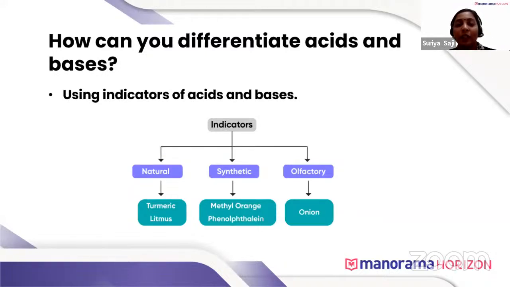We will differentiate acids and bases based on certain substances known as indicators. We'll classify indicators based on their nature into natural, synthetic, and olfactory. Natural indicators have examples like turmeric, litmus, etc. For synthetic indicators, we have methyl orange, phenolphthalein, etc. Olfactory means onion, clove oil, and vanilla extract; all come under olfactory indicators. So we can differentiate acids and bases using indicators. There are different types of indicators, and we saw the examples as well.